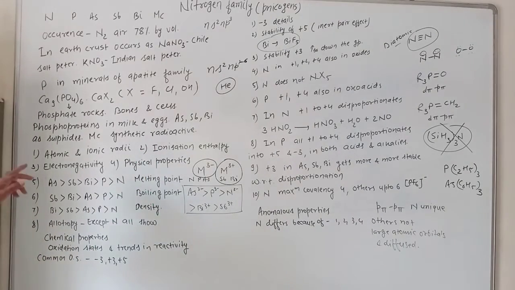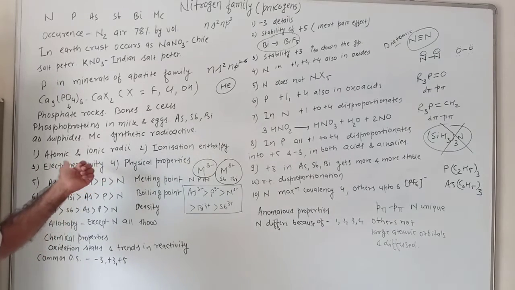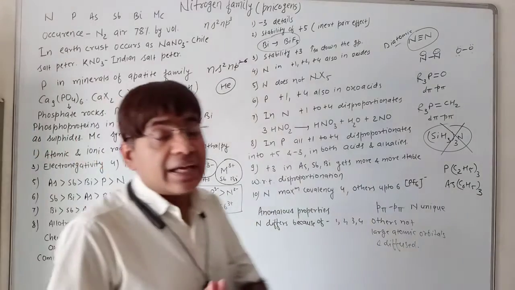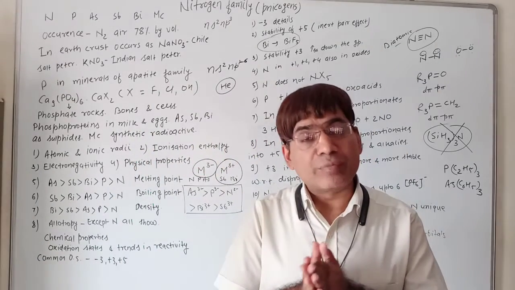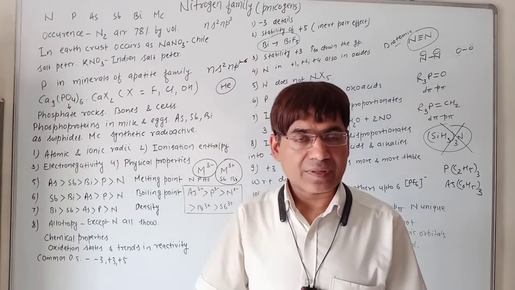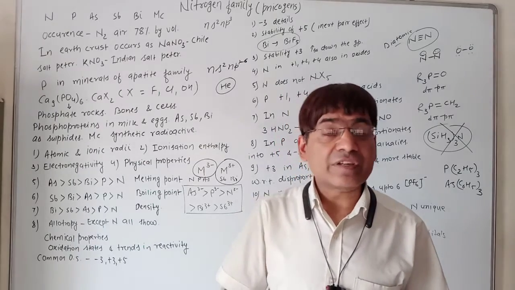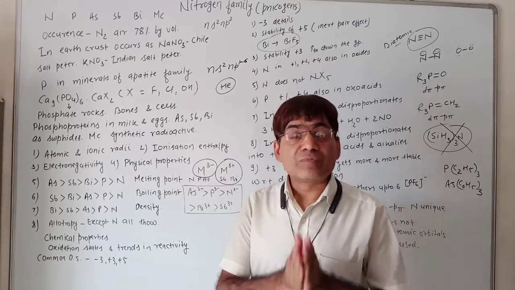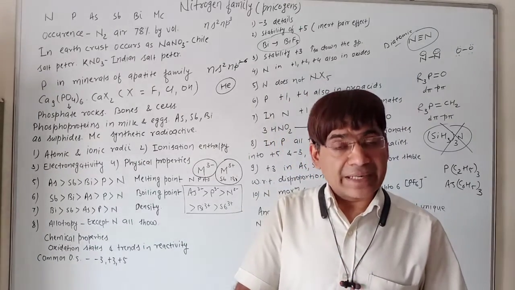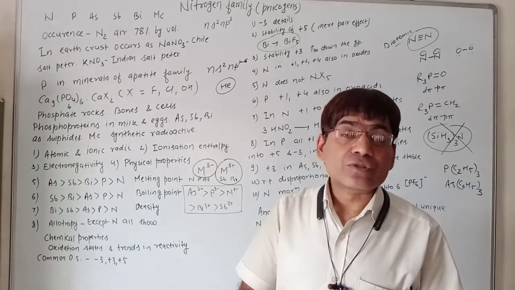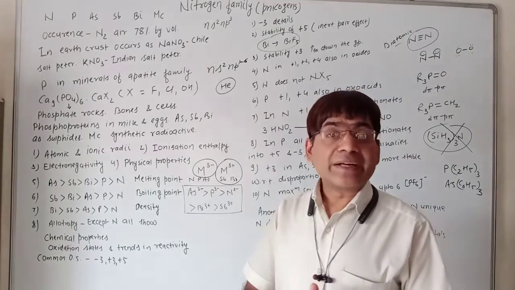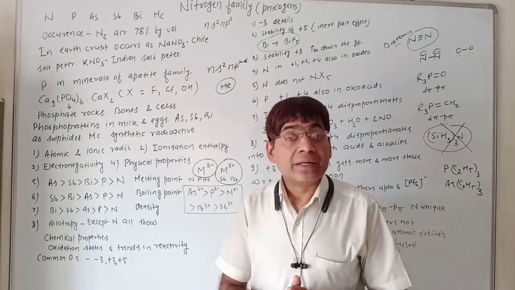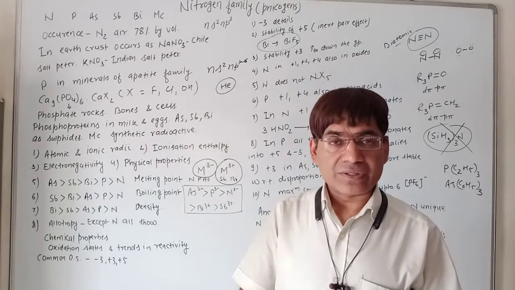Clear? After occurrence, we will be seeing the periodic trends in the properties. The very first is atomic radii. As we move down in the group, atomic radius increases, like every other family. So in this nitrogen family, the atomic radius increases as we move down a group. Nitrogen is the smallest and bismuth is the largest.